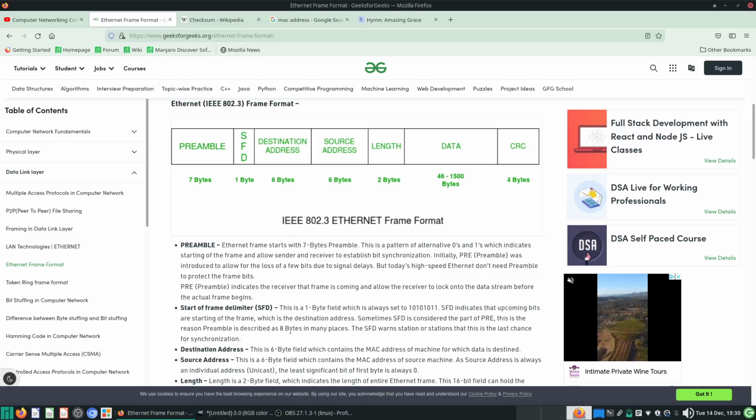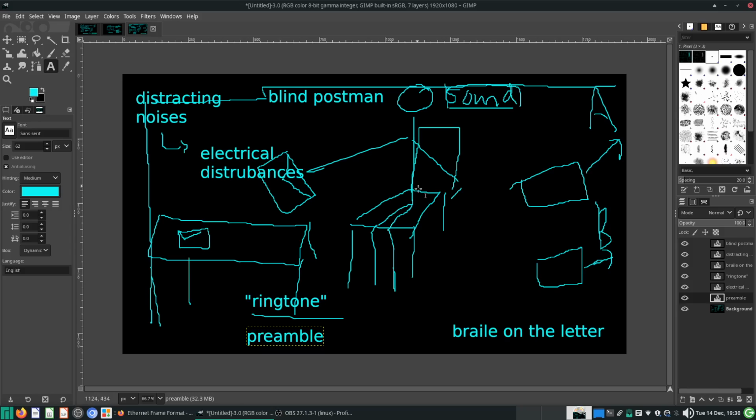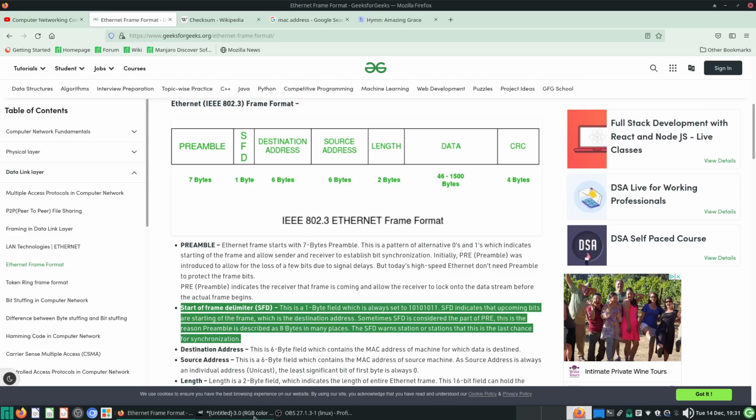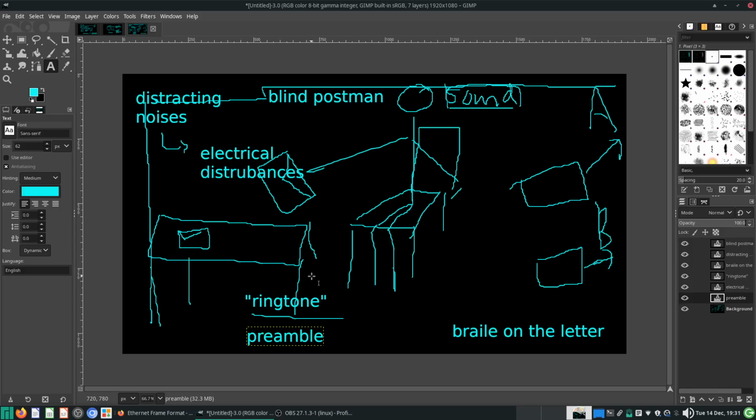But I guess if all the letters are so-called sonic letters, they are only sounds, so the preamble will be telling the postman, okay, you need to start reading the letter. And then this start of frame delimiter, since the postman cannot really see well, or see at all for that matter, is going to tell the postman, where do I put my finger? Where do I put my finger to start reading the addresses in Braille?